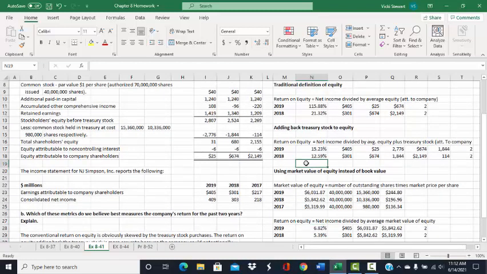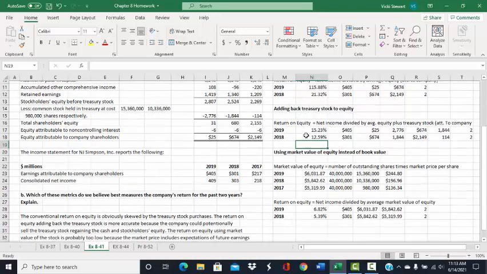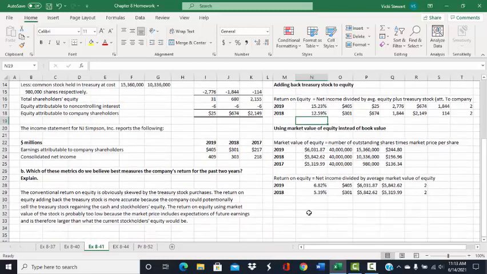The return on equity where we add back the Treasury shares is probably the most reliable. The reason why is we could resell those Treasury shares and get our cash back, and that would also increase stockholders' equity. So overall, the return on equity adding back the Treasury shares is probably the best for determining return on equity. And that is the conclusion of the demonstration for exercise 841.